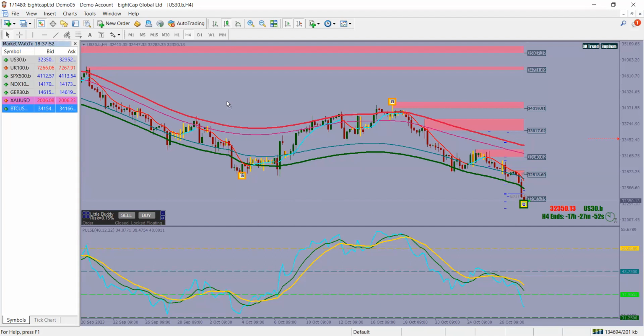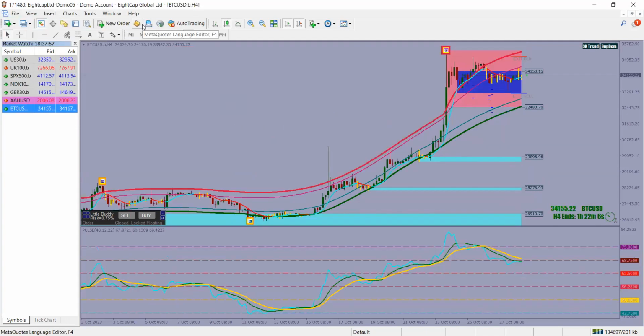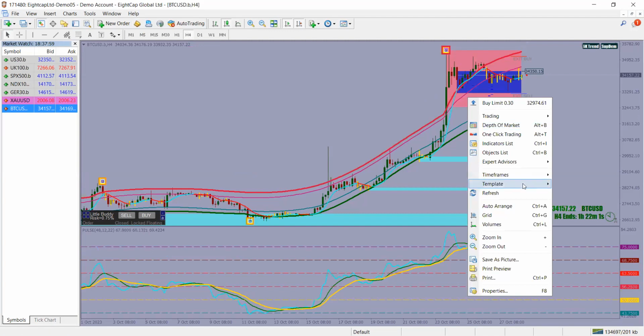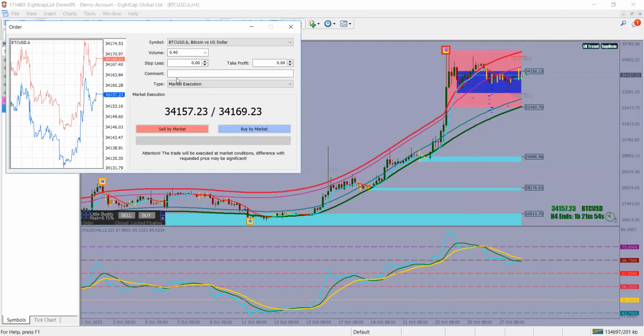Actually, let me see if I can change this here, if this changes the view, since BTC is. So let's see. I'll change it to Bitcoin real quick. I want to see if it'll actually give us that other view of our orders. Let's go to new order. Let's do a pending order.